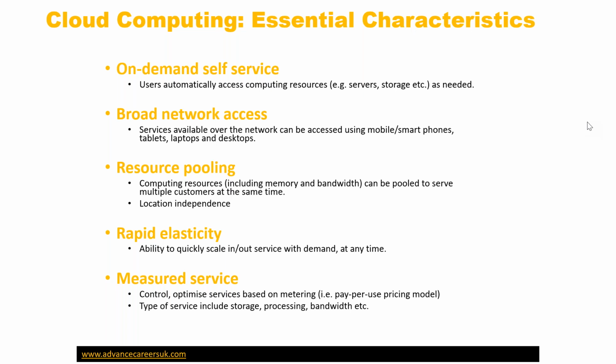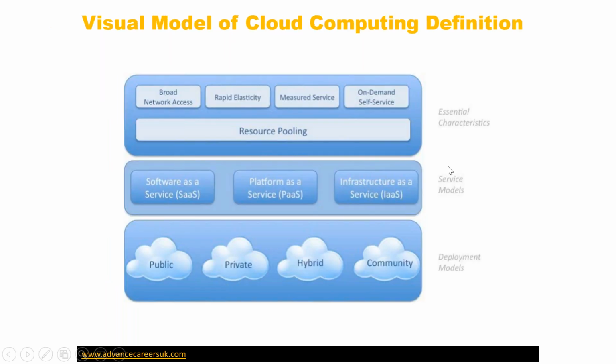So there's more, you effectively spend better. Then measured services: control and optimize service based on metering, i.e. pay-per-use pricing model. Okay. Then the type of service includes storage, processing, and bandwidth as well. So these are some of the characteristics of cloud computing.